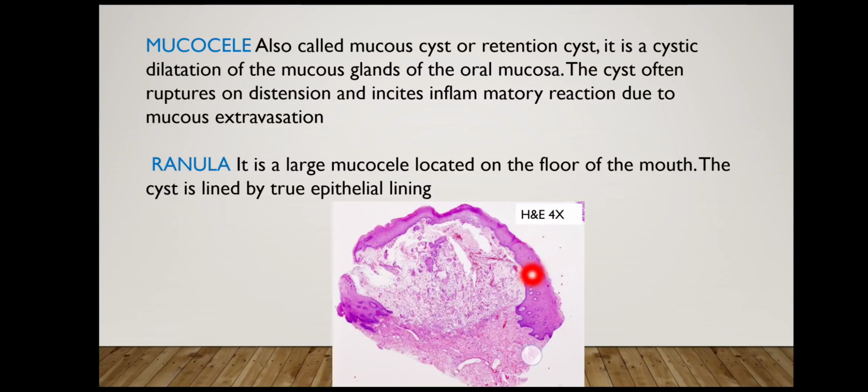This is the stroma here, the pink color. This is the dilated gland. If this is lined by a proper epithelium, or a true epithelial lining is present, then it is called a ranula. So ranula is a large mucocele located on the floor of the mouth. The cyst is lined by true epithelial lining.